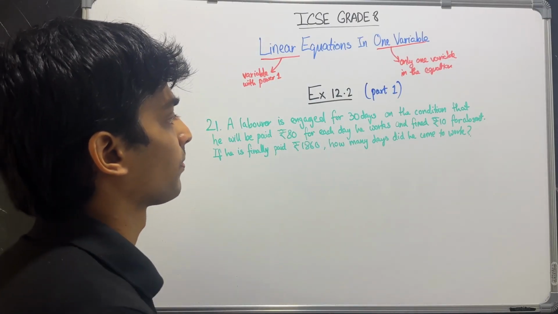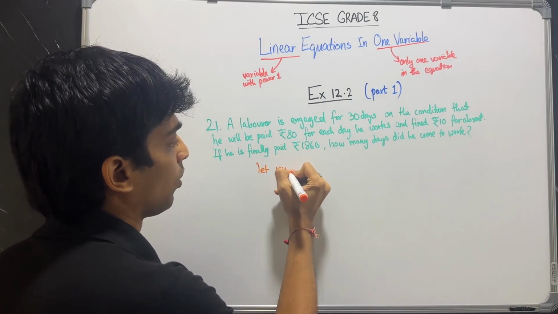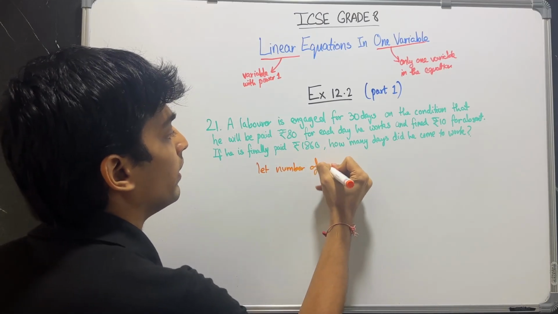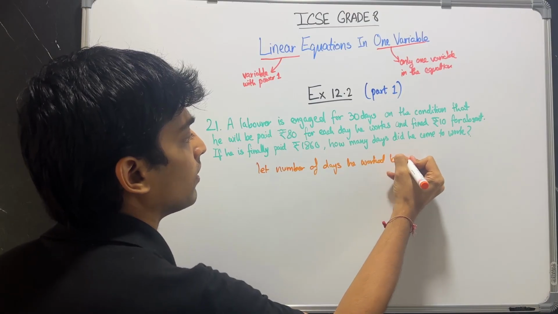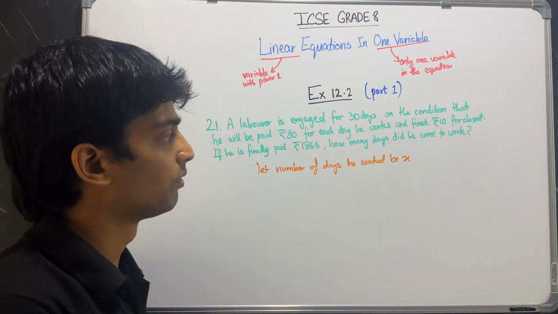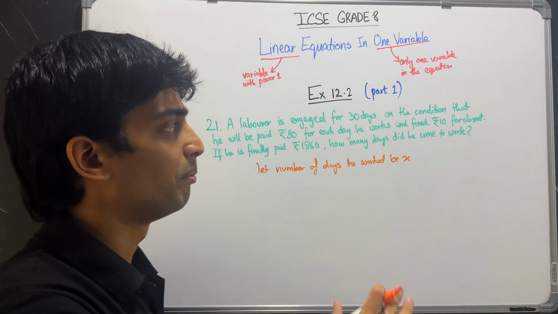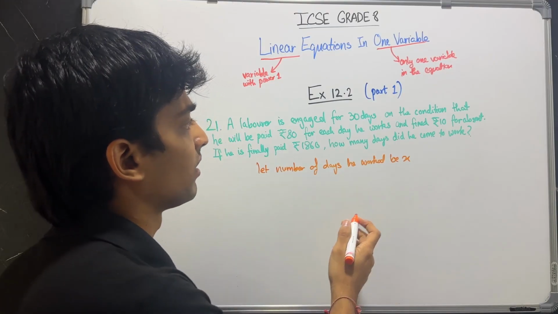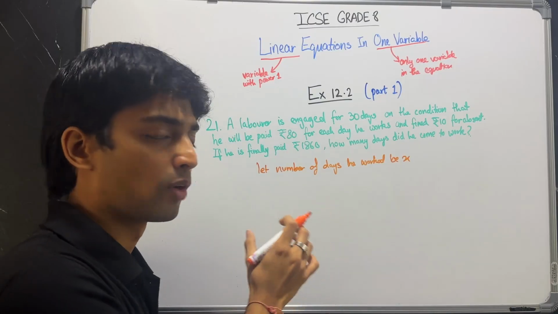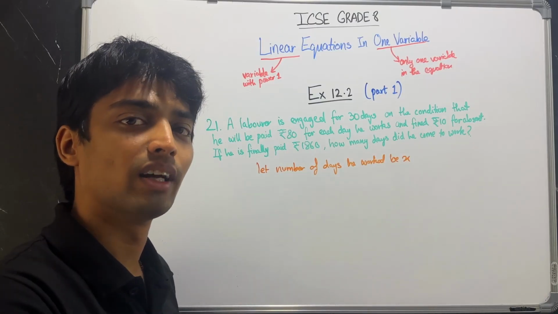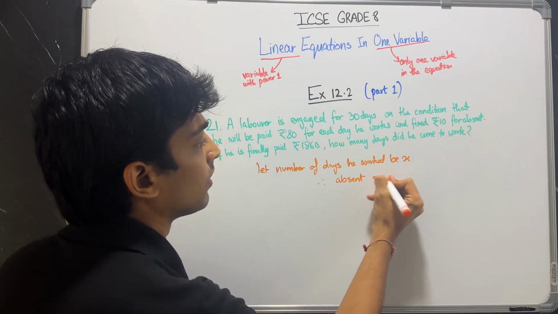So let's assume the number of days he worked be x. You have to identify what is unknown in the question and assume it as x. Now the number of days he worked is x. So the number of days he was absent will be 30 minus x because the total days is 30. x is the number of days he worked, so 30 minus x will be the number of days he has been absent.